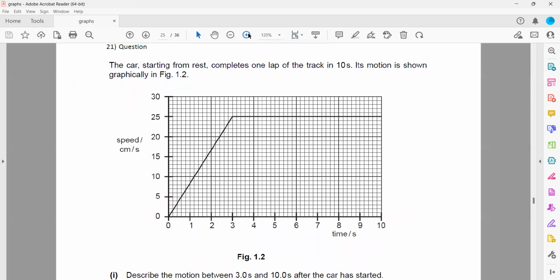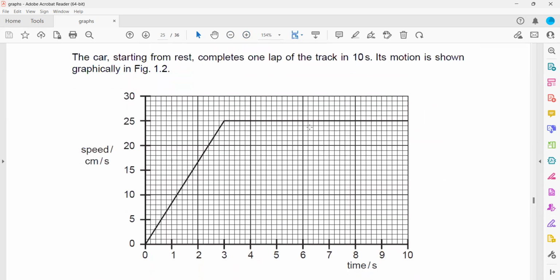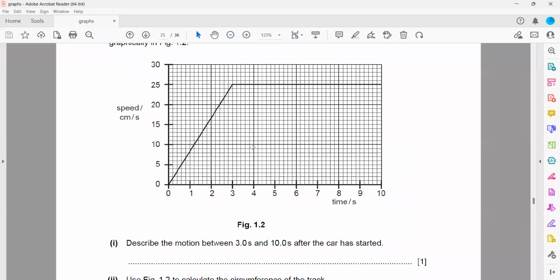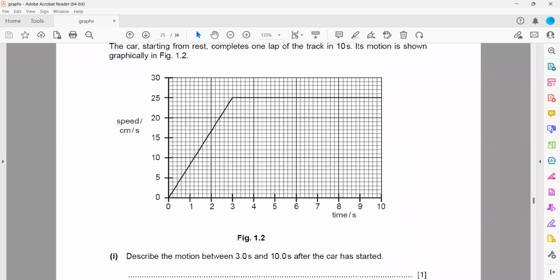Then a car starts from rest and completes one lap in 10 seconds. Describe the motion of the car from 3 seconds to 10 seconds. It's a speed time graph, so from 3 seconds to 10 seconds it means a constant speed. There is no change in speed. A constant speed is there for this car.